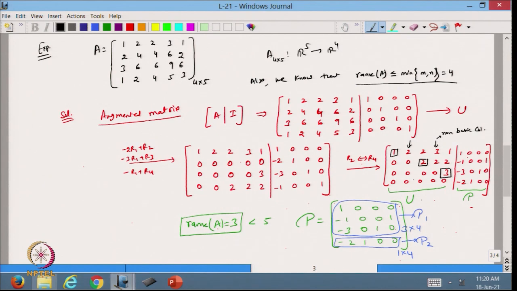I am writing the corresponding columns here. So, it is 1 2 3 1, 2 4 6 2, 2 4 6 4 and 1 2 6 9, 1 2 6 3. So, this one we have written here. So, this is okay.